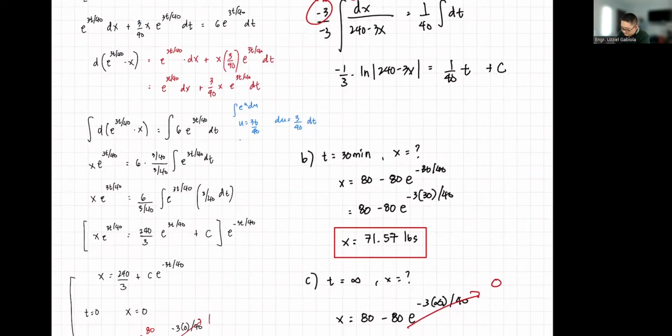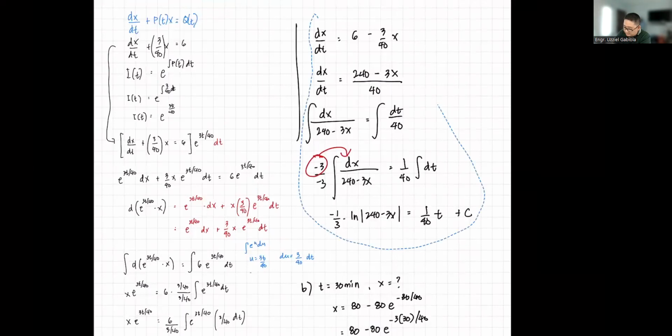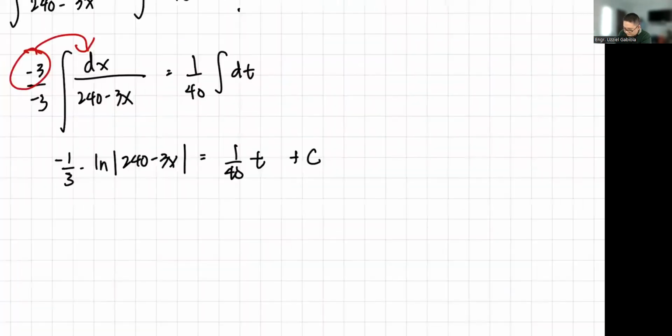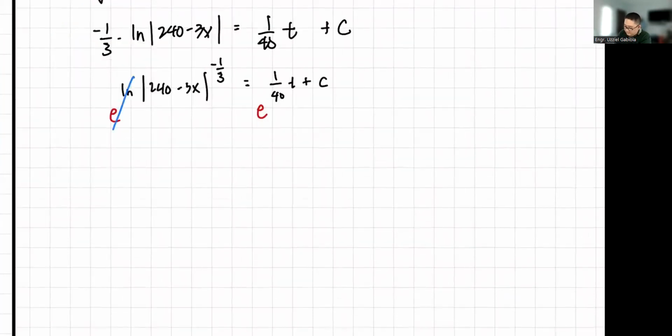Let's simplify this on another sheet to show that the other method works. ln of 240 minus 3x equals t over 40 plus c. To remove the ln, we exponentiate both sides. The ln cancels, giving 240 minus 3x to the negative 1/3 equals e to the 1/40 t plus c.